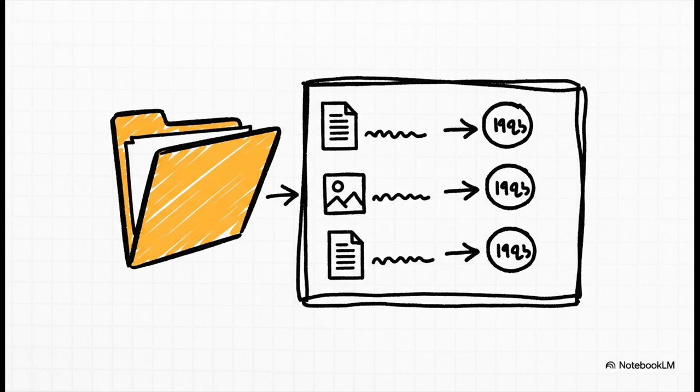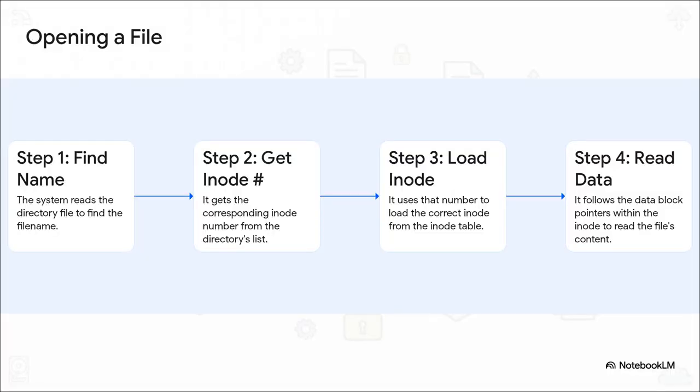We call them folders, but to the file system, a directory is actually just a special kind of file. And the contents of that file are super simple. It's just a list, a table that maps the human-friendly file names to their inode numbers. That's it. So, picture this. You double-click report.txt. What happens in that split second?